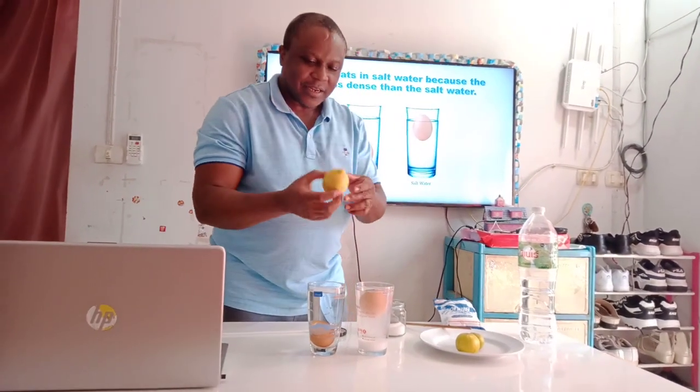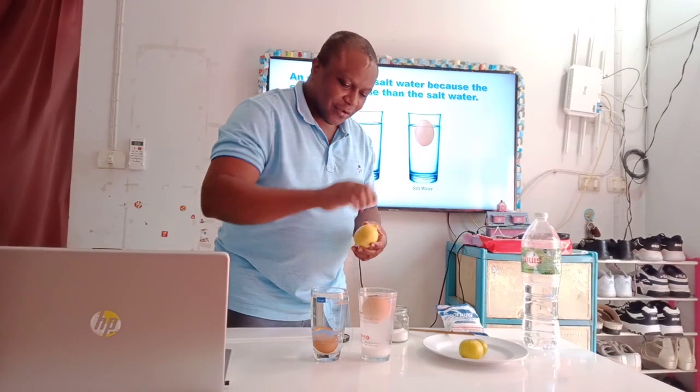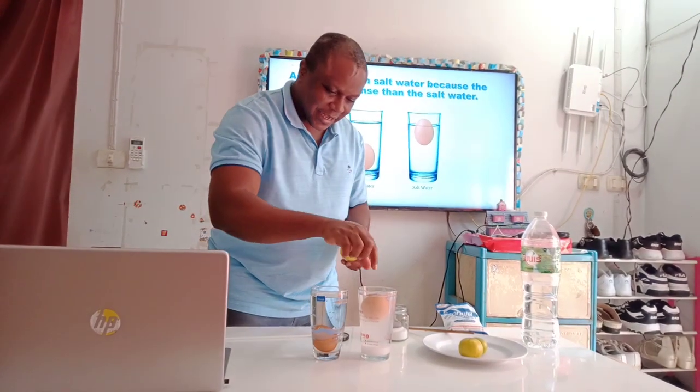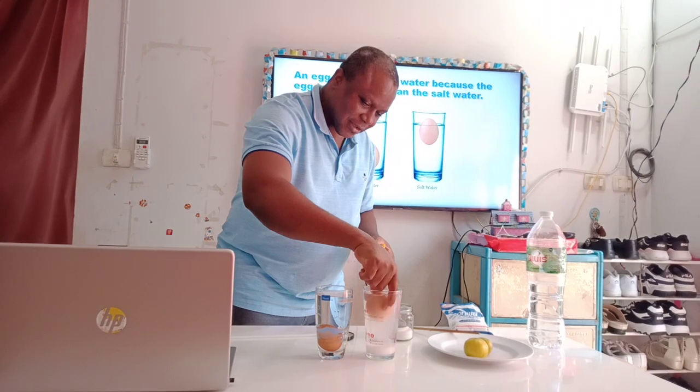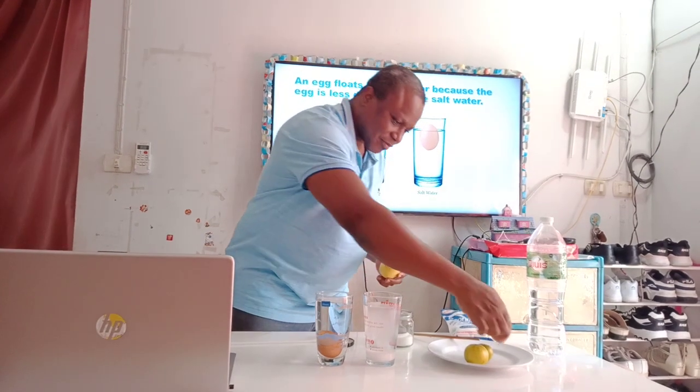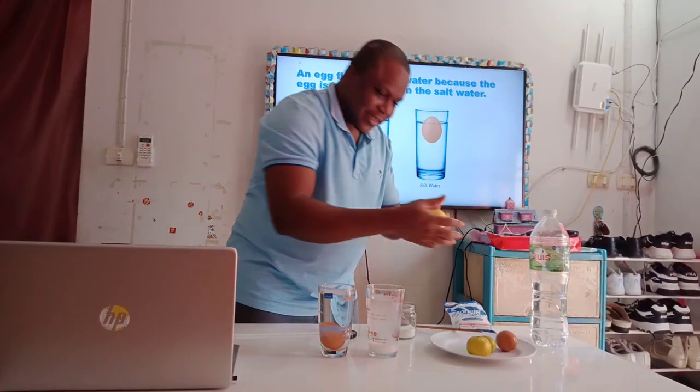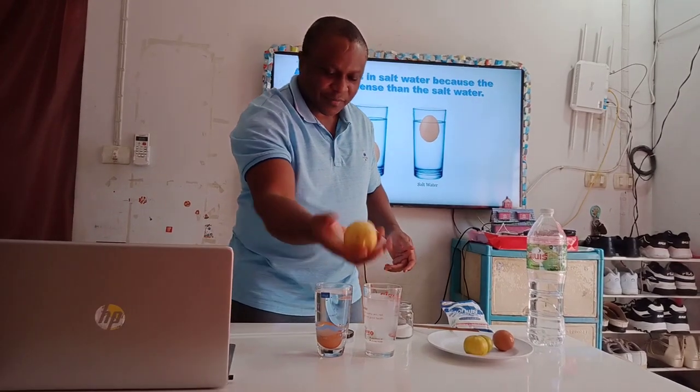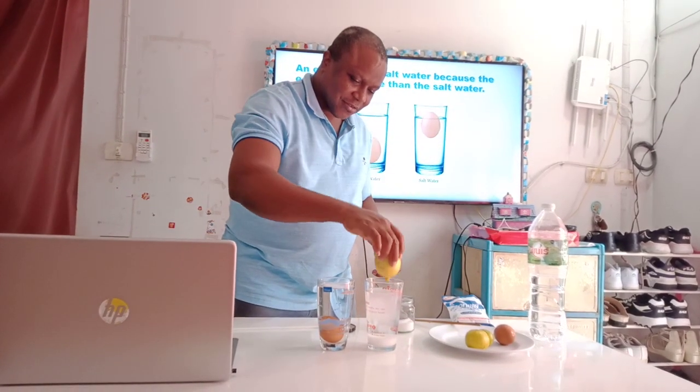So this is a lemon and it's big. Look at it now. So let me bring this egg. You see that this egg sinks. Let me bring it out. Okay. So let's see. Now you can see the lemon is big. Let's see whether it is going to sink. Okay.